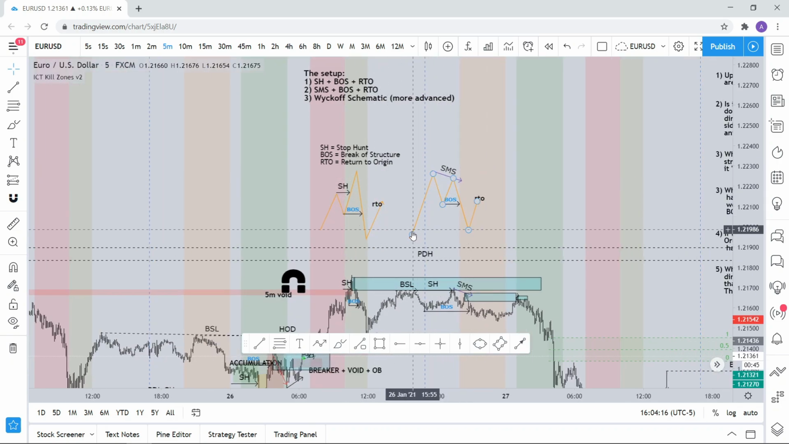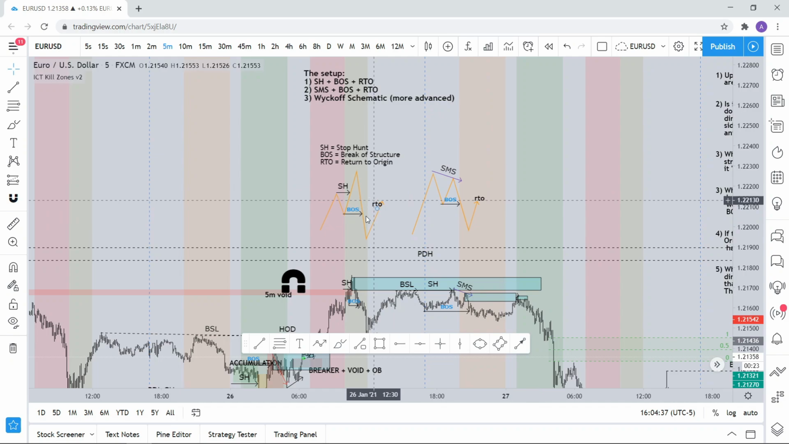In this second structure, instead of price making a stop hunt, it fails to follow the previous structure, which in this case was a bullish one. Price fails to make a higher high and instead makes a lower high. This is the shift of market structure. After this lower high, price again breaks the market structure and returns to origin to follow the move.